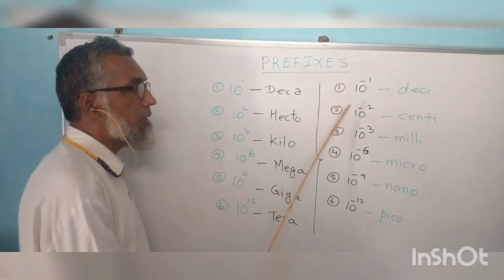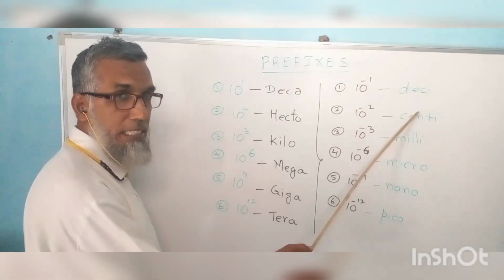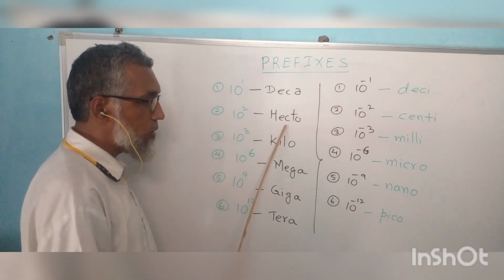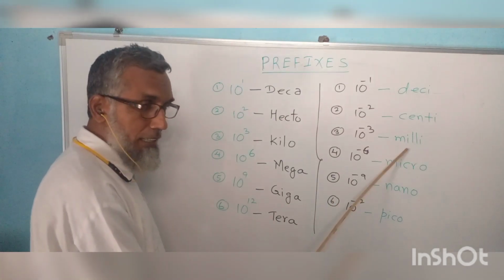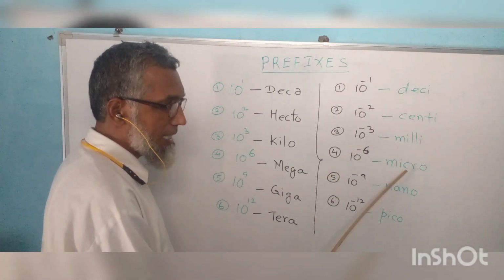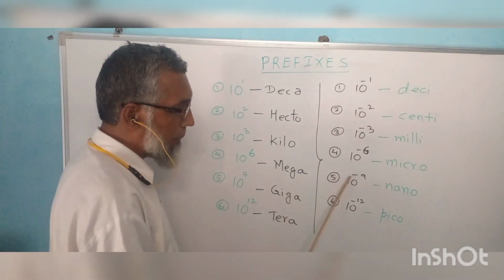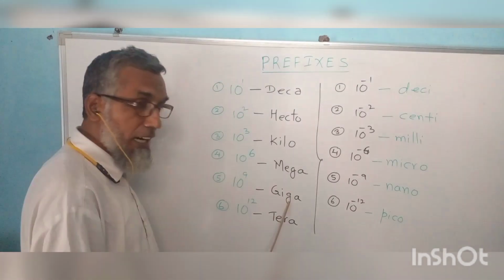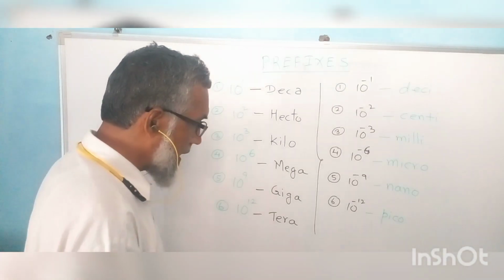Likewise, 10 to the power of minus 1 deci, 10 to the power of minus 2 centi, 10 to the power of minus 3 is milli, 10 to the power of minus 6 is micro, 10 to the power of minus 9 is nano, and 10 to the power of minus 12 is pico.